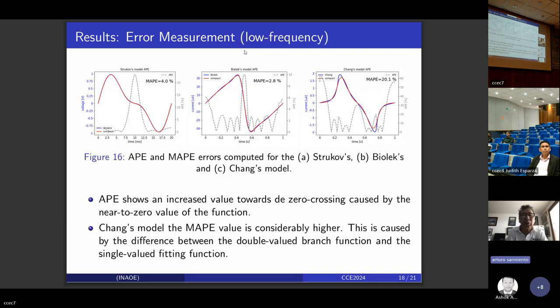And here we have those errors for the three models we present. As we expected, in those cases where the curves are more steppy, we have more problems with the error, and also when the values are very, very small, which is at the beginning of the curves. But this is something we have to deal with.